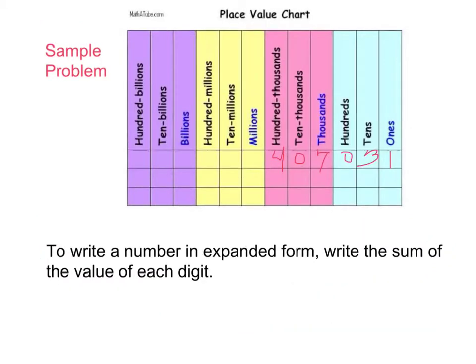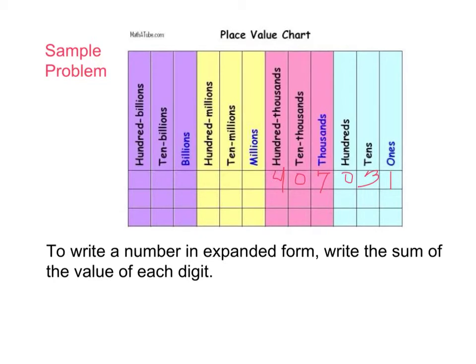Another sample problem that we are going to be working with today is writing a number in expanded form. To write a number in expanded form, write the sum of the value of each digit. So we're going to start with the 4 here, the largest value. So it's simply 400,000. Then I'm going to be adding a plus sign. Plus, I go to my next digit, 0. I don't need to add anything for 0. You can just simply leave it blank.